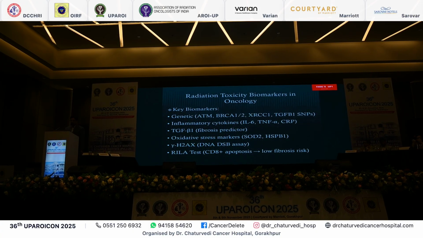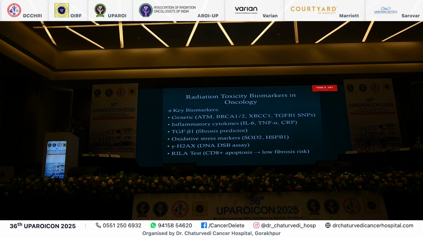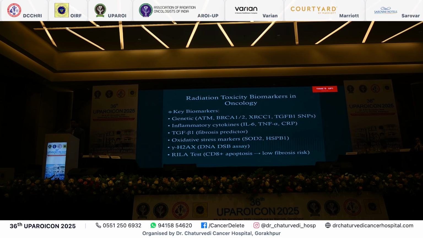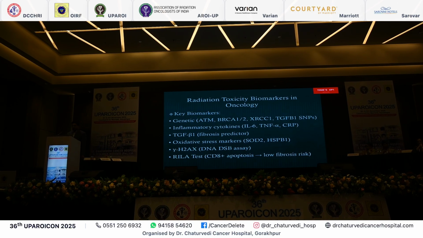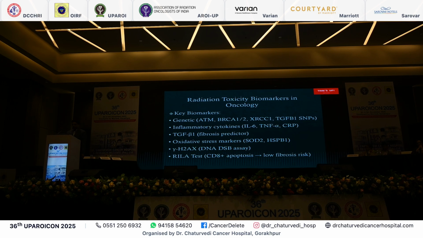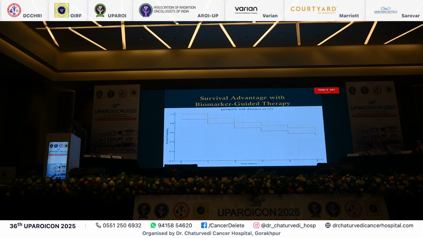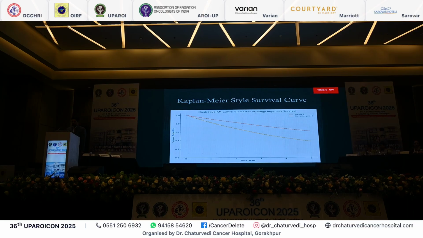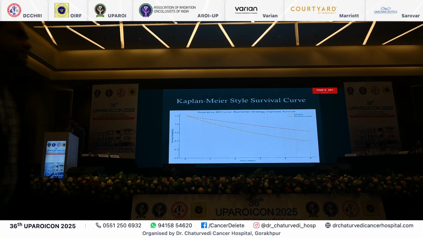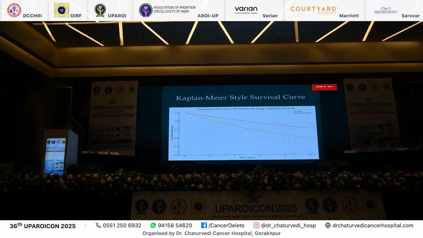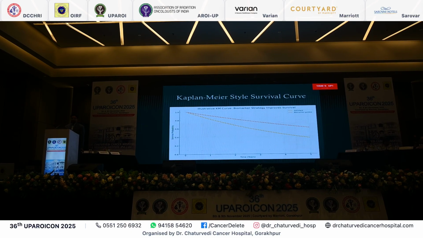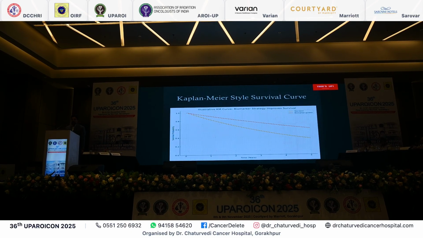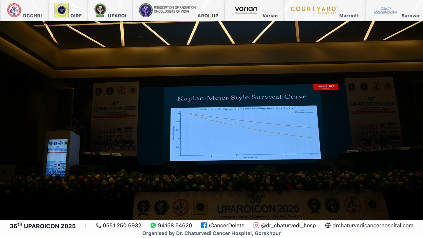And the role of biomarkers in radiation toxicity. Key biomarkers are genetic biomarkers ATM, BRCA1, BRCA2, XRCC1, inflammatory cytokines TGF-beta 1, and oxidative stress markers. So with this graph we can see that incorporating the biomarkers with our planning in the treatment of head and neck cancer has shown clear improvement in the outcome of our treatment.